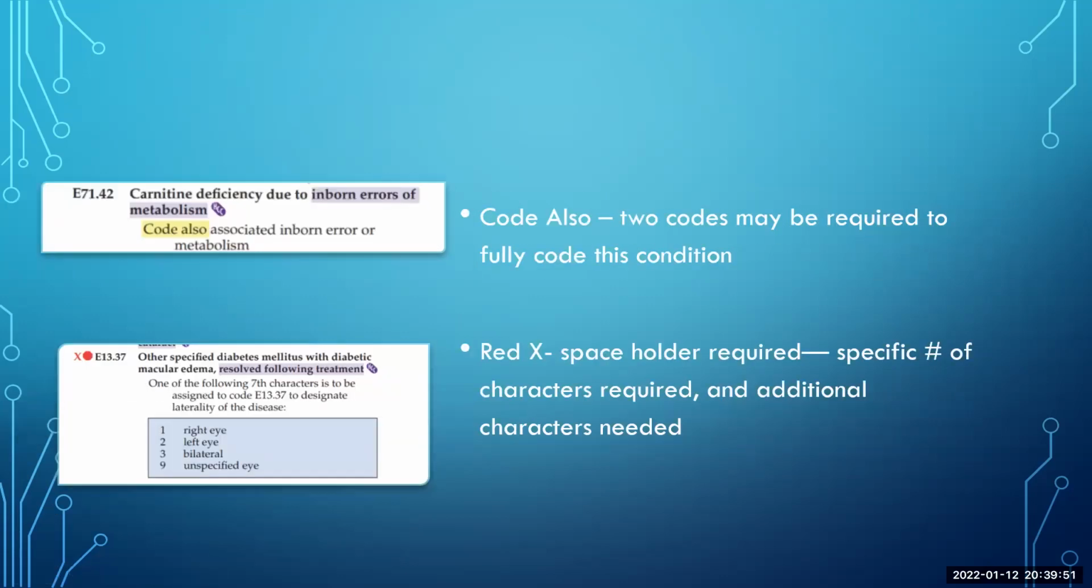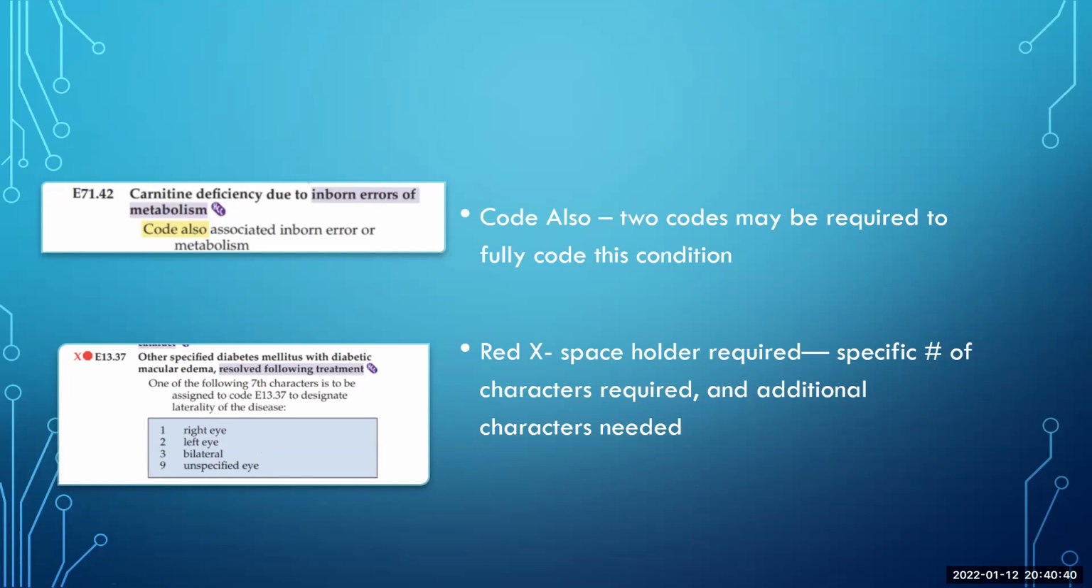Oh, let's switch back. All right, the red X. So we will get lots of practice with this, but basically it means that a space holder is required for this code. It means that this code requires a certain number of characters in order to be used, and an additional character is needed. So what does that mean? So here we're looking at E13.37, and this is other specified diabetes with diabetic macular edema resolved following treatment. So it tells you, okay, this is diabetes with macular edema, which is an eye condition. So it's telling you here at the bottom that you need to indicate if the macular edema occurred in the right eye, the left eye, bilateral, which means both eyes, or if we don't know, an unspecified eye.